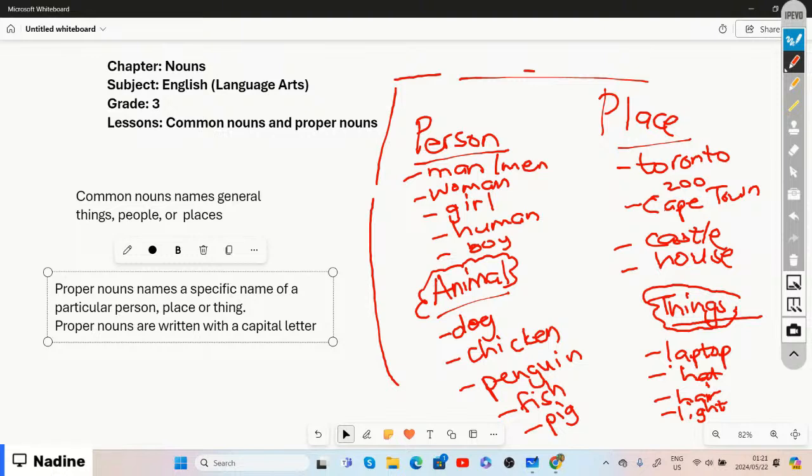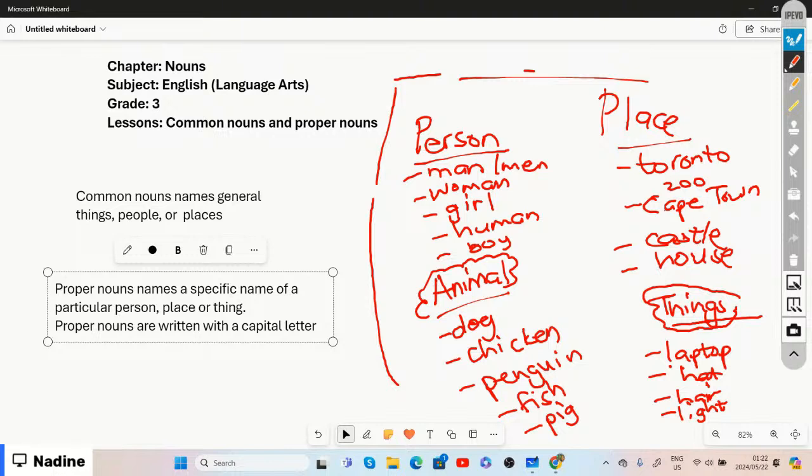So if we have our general names of people, names of places, names of animals, things, right? This is now the time where we separate what is common nouns and what is proper nouns, right? And we said common nouns name just general people, places, or things. Say, for example, a common noun is man, right? Or men. That is basically just a common noun. It's generalizing, it's a general thing, right?